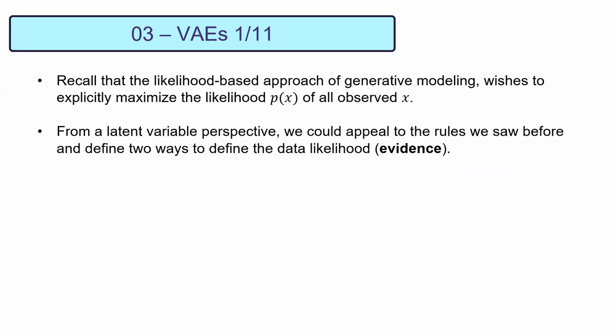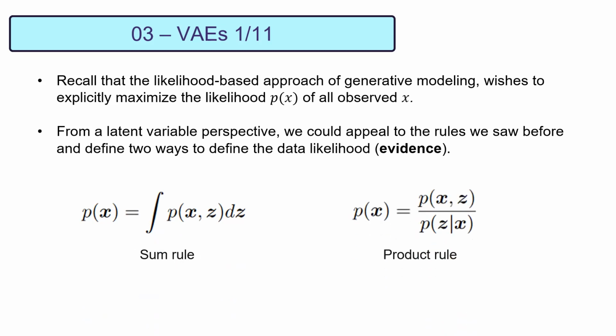From a latent variable perspective, we can use both the rules we saw before to define the data likelihood. So the first one is we use the sum rule, right? And we just do our famous summation with respect to the latent variables. Otherwise, we can use the product rule and basically take the fraction between the joint probability and this conditional probability. Now, if you observe these two formulas, there are a lot of problems, mainly here. So this is an actual issue.